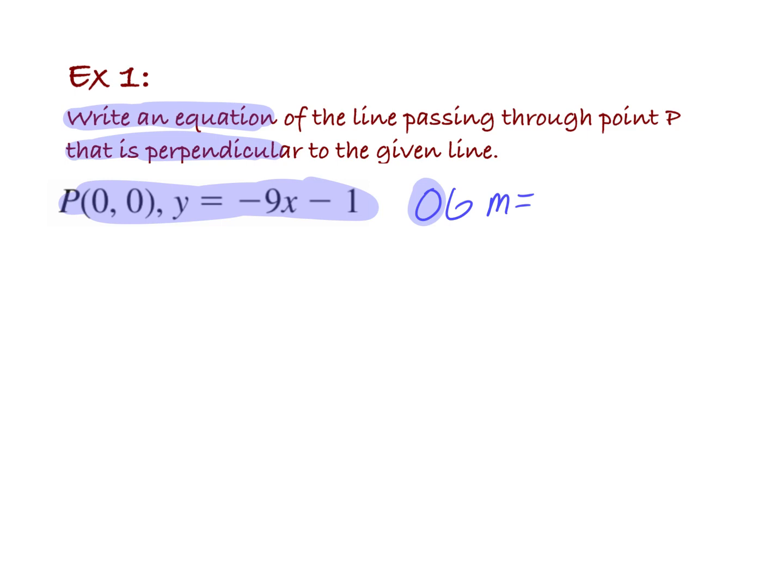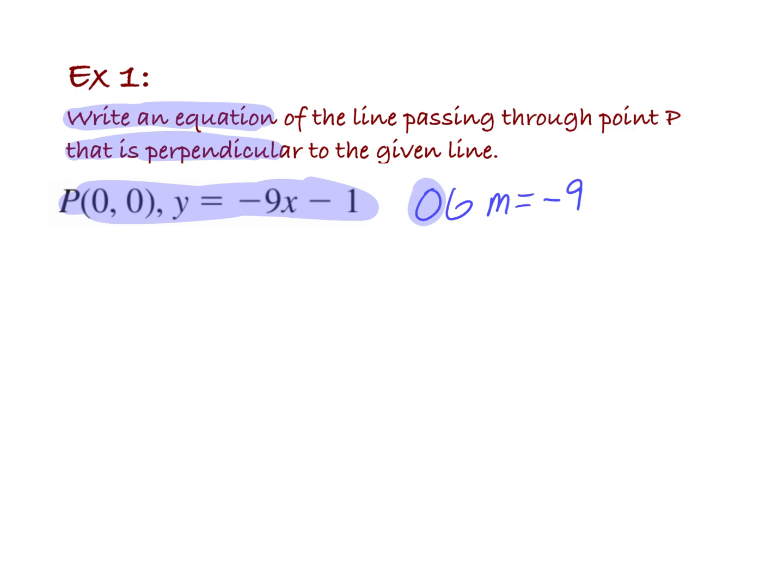Mandy, when I look at this original equation, what's the slope on it? When I look at that negative 9x minus 1? Negative 9 is the original, right? So that's my original slope. Okay, so there's one answer.